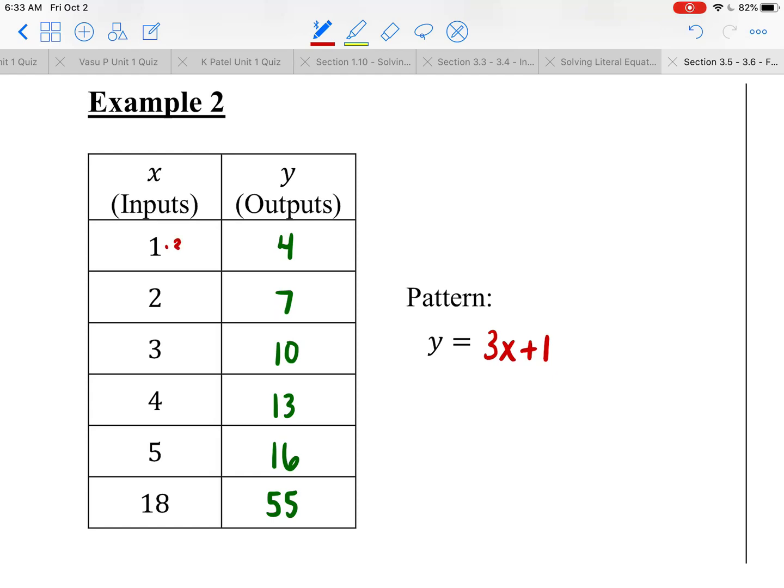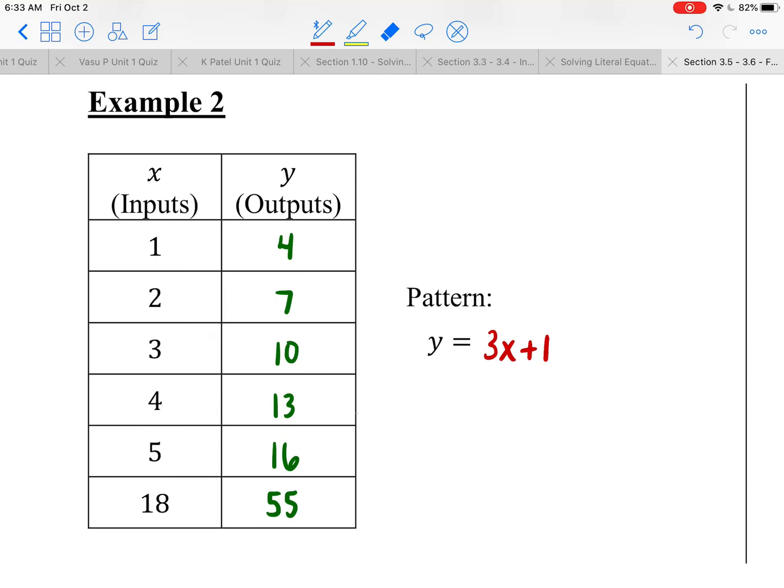So if we multiply by 3 and then add 1, 1 times 3 plus 1 would give you 4, so that works. 2 times 3 would give you 6 plus 1, that gives you 7. 3 times 3 plus 1 gives you 10. And you can keep going down here, but I can promise you it works for all of them. 5 times 3 plus 1 gives you 16. Okay, so that's your pattern there.